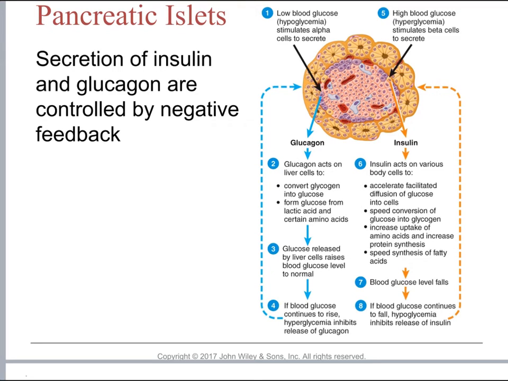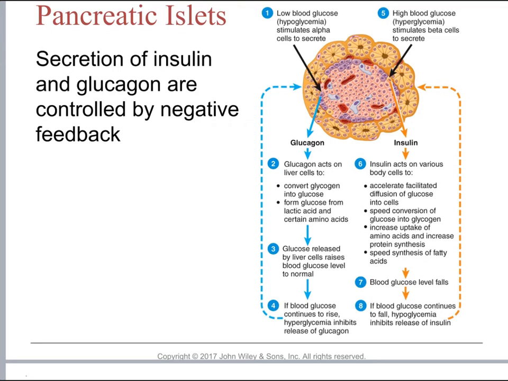So we form glucose from lactic acid and certain amino acids. The glucose is released by the liver cells, raising blood glucose levels to normal. If blood glucose continues to rise, hyperglycemia inhibits the release of glucagon.